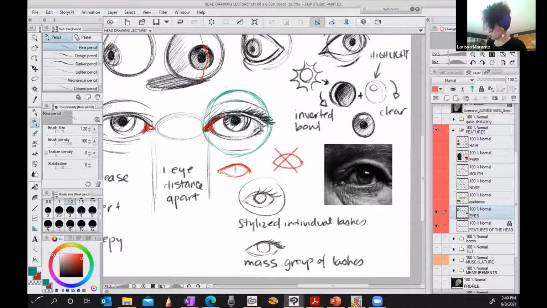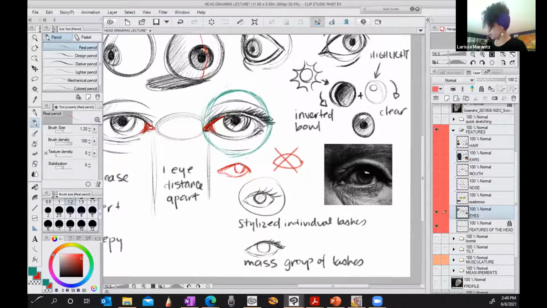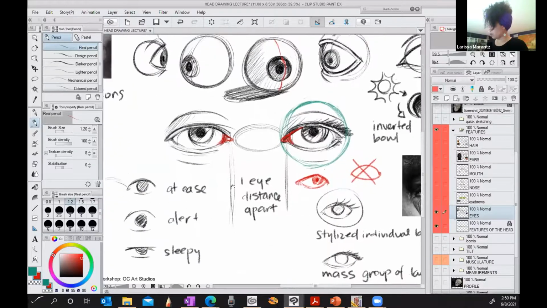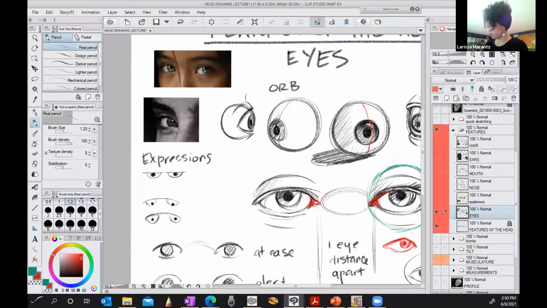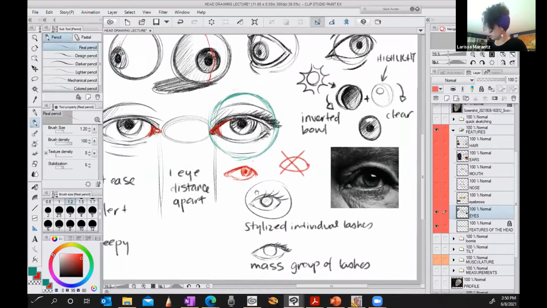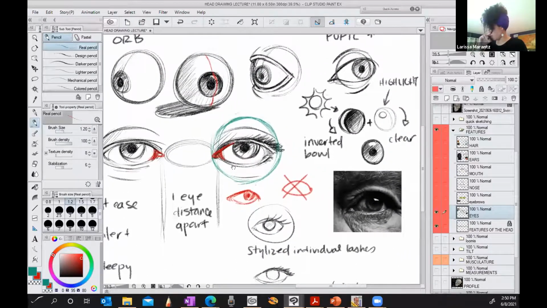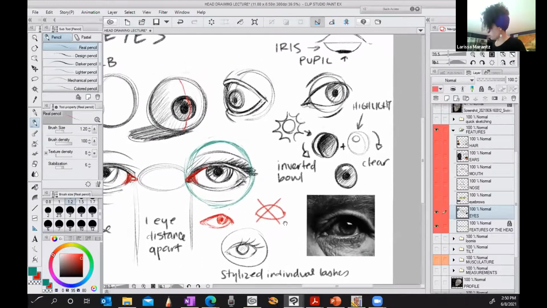So when an eye is looking in one direction, the highest point of that eyelid is going to be right over the cornea, which is also the pupil and the iris. You can see that over here, it gets a little higher over there.